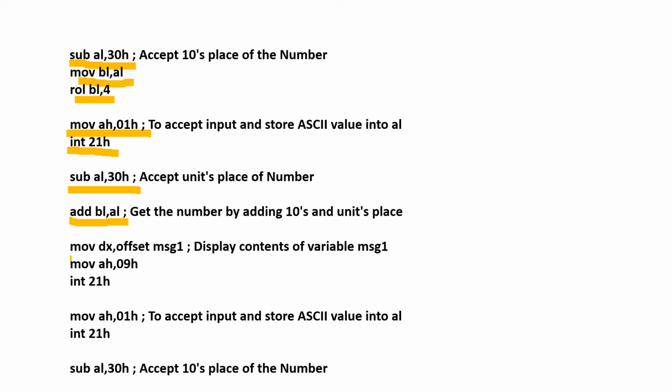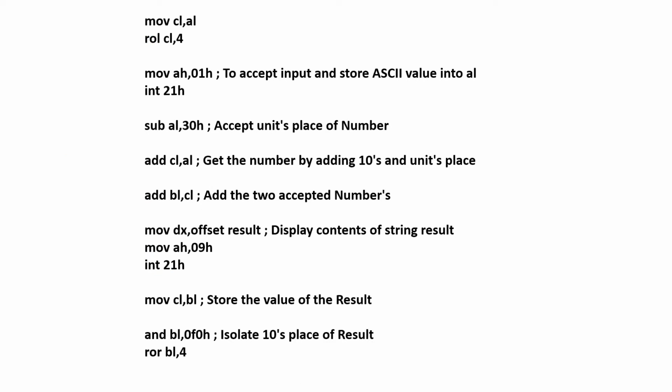So we use mov dx, offset message1 to display the content of variable message1. The content is enter the second number. For displaying we use mov ah, 09h, int 21h. Then we want to accept the second number. So we again repeat the same code: mov ah, 01h, int 21h, sub al, 30h, accepting the tens place number. Here we are repeating the same step.